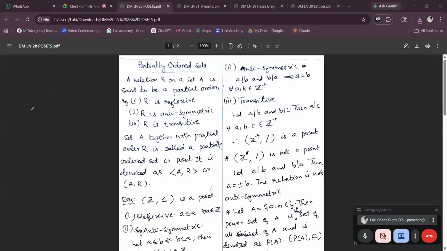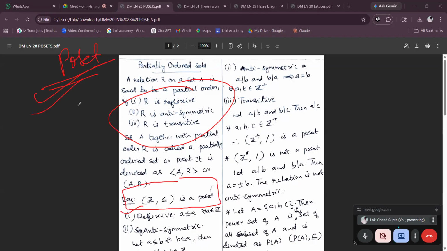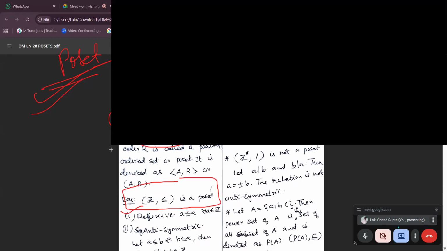You know what is Poset? Yes. It must be reflexive, antisymmetric, and transitive. When these three relations are satisfied, it becomes a Poset. Okay. For example, this is a Poset. What is Poset? Z and the operation is less than or equal to.